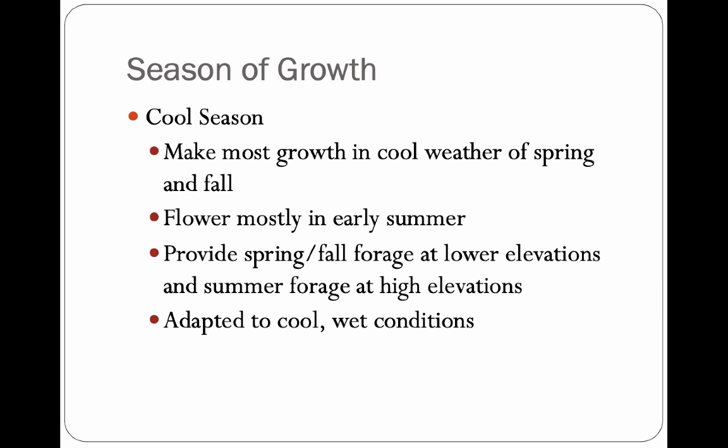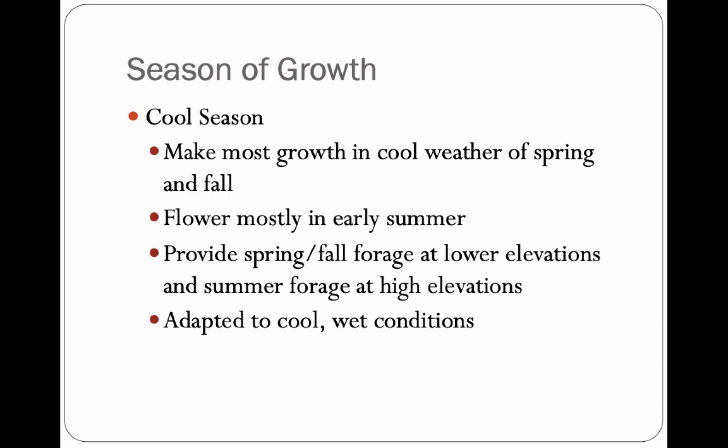Season of growth is going to be another characterization of rangeland plants. So our cool season plants are going to grow the most when the soil temperatures are cool, so spring and fall. They tend to flower mostly in late spring and early summer, and they're going to provide vegetation to the grazing animal in the spring and the fall at lower elevations. And then here in California, when we move up into upper elevations, into the intermountain valleys, those cool season grasses are going to produce forage during the summer.